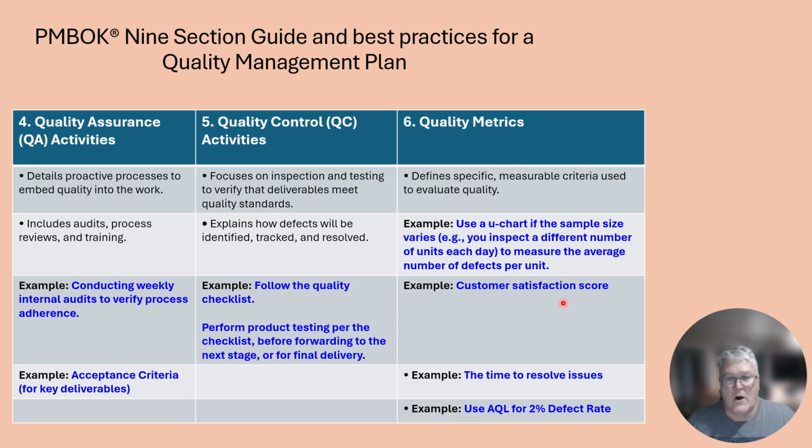If you go into Walmart and you check out and you go through the automated process, at the very end they want you to give it a 1 through 5 star rating. That would be a customer satisfaction score. Example, you're keeping track of the time to resolve issues if you're doing problem solving. That would be an internal quality metric. Or using the acceptable quality limit, AQL, sampling to ensure that you do have a 2% defective rate.